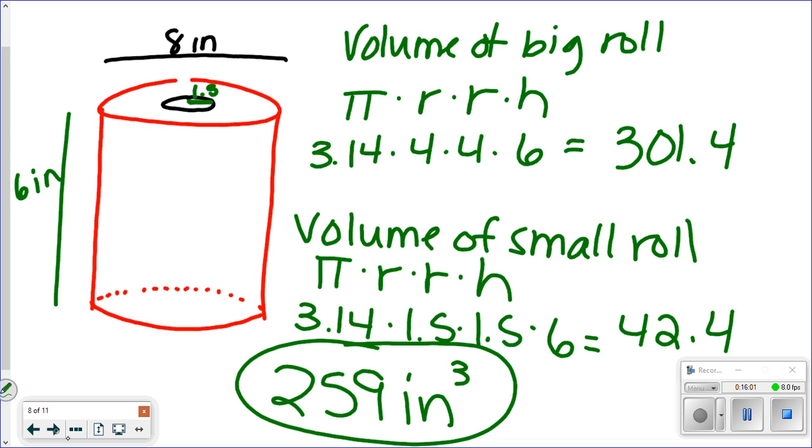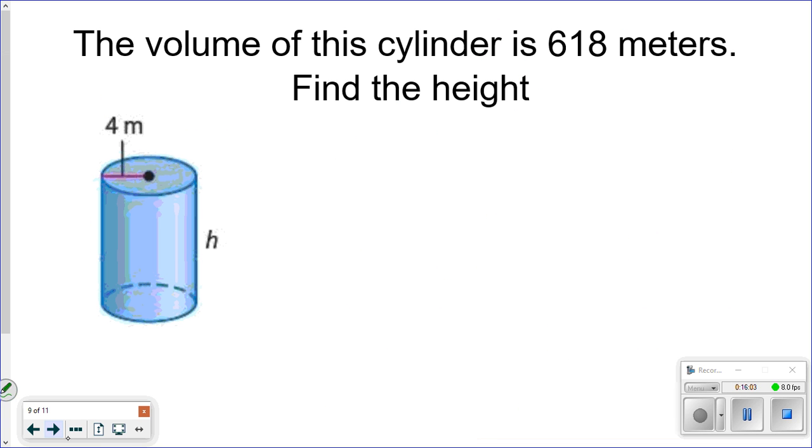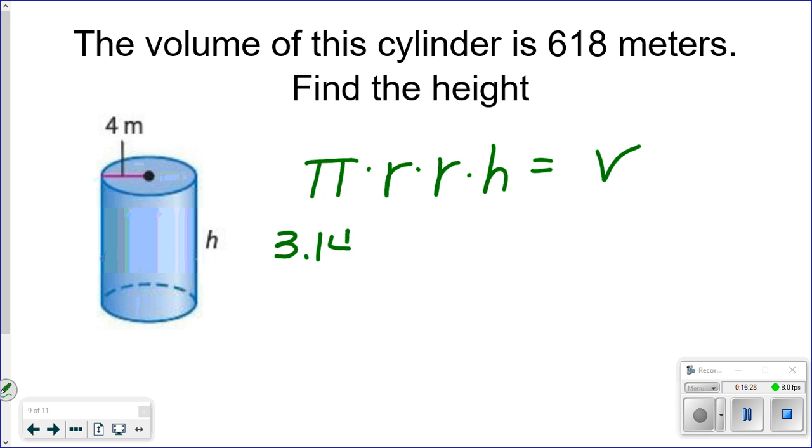All right, one more, then I'm done. Okay, so the volume of this cylinder is 618 meters. Find the height. So we're going to be working backwards now. What do we know? I think we should start with writing out our formula and filling in everything we know. They're giving us volume, they're making us find something else. So let's start putting in what we know. Now this is 3.4. The radius here is 4. The height we don't know, we're going to leave him as h, but we know the volume is 618.